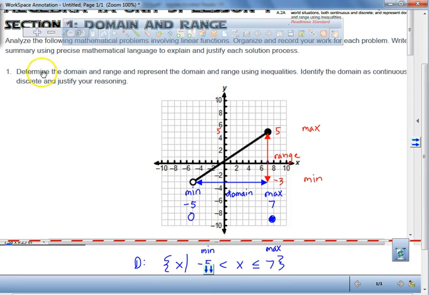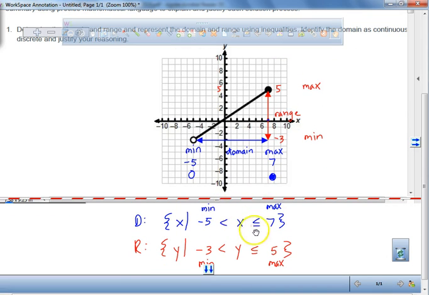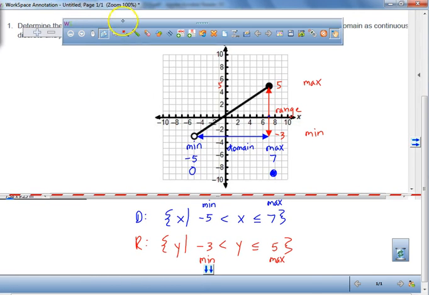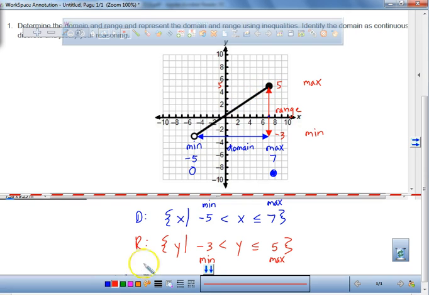Good. So determine the what? Domain and range. Did we do that? Yes. And represent the domain using what? Inequalities. That's what these are. These are inequalities right here. Okay? Identify the domain as continuous or discrete. Ooh. So ask yourself, from here to here, would my pen ever leave the line? No. So from here to here, that's considered to be continuous.